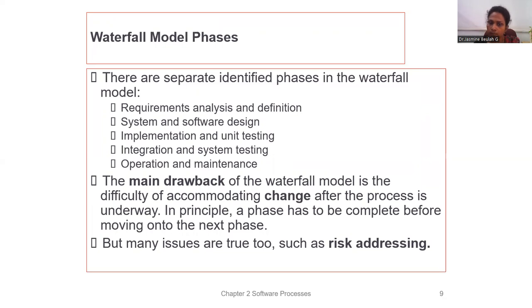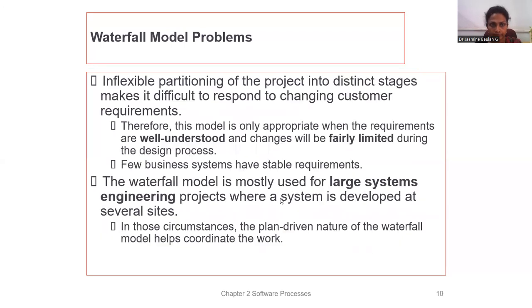And we also have issues like risk addressing is also an issue here. The different problems encountered in the waterfall model are that inflexible partitioning of the project into distinct stages makes it difficult to respond to changing customer requirements. You cannot easily partition the project into distinct stages. So that's fairly a problem. And few business systems have stable requirements because the customer requirements change. So this becomes difficult to adapt.